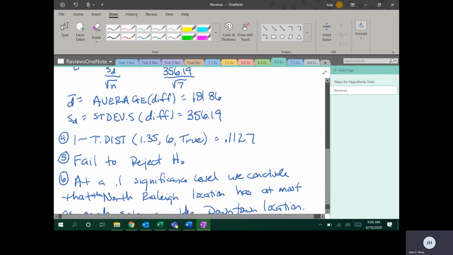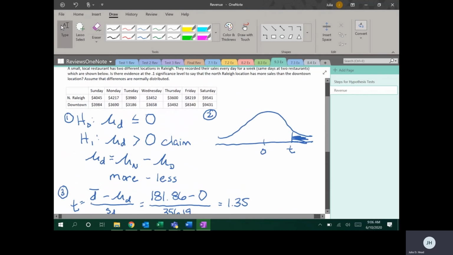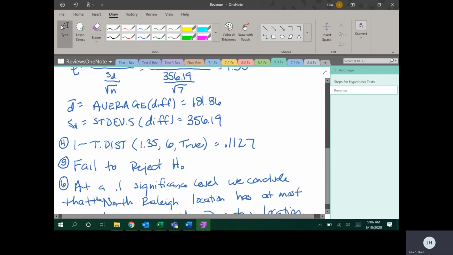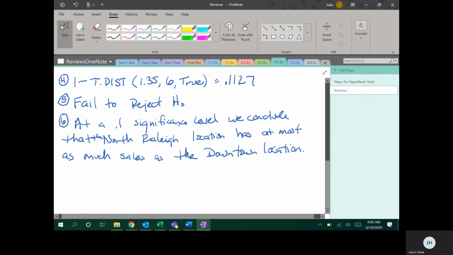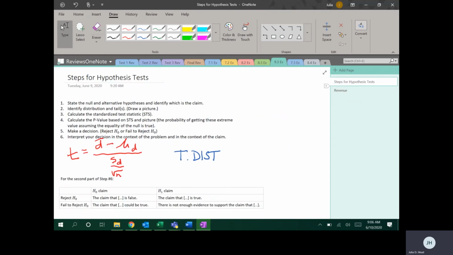And then for our interpretation, the claim was that North Raleigh had more sales, and we failed to reject. Since we failed to reject, we should sound wishy-washy, but this time we're not saying it could be true. Going back to that table, when the alternative is the claim and we fail to reject the null, we say there is not enough evidence to support the claim.